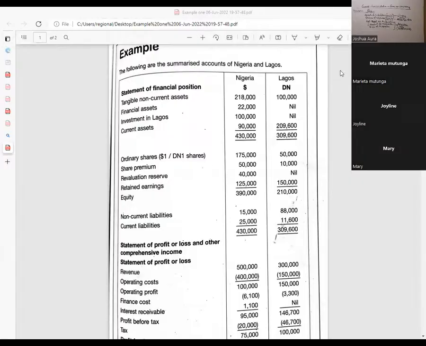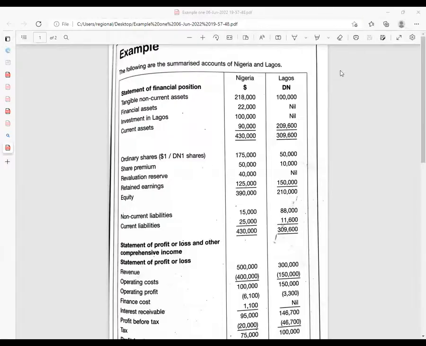So we are given an example here. The following are the summarized accounts of Nigeria and Lagos. These are two different companies: one called Nigeria and another called Lagos. One good thing I can see is that Nigeria's financial statements are presented in dollars. Lagos has, in this case, the currency DN, which could be Naira, whatever.